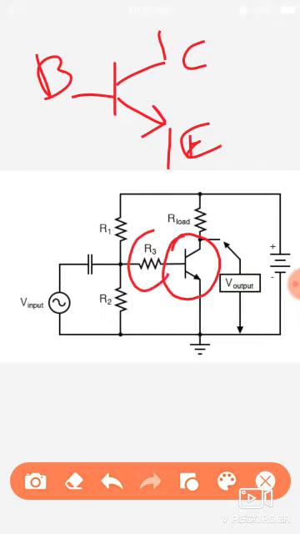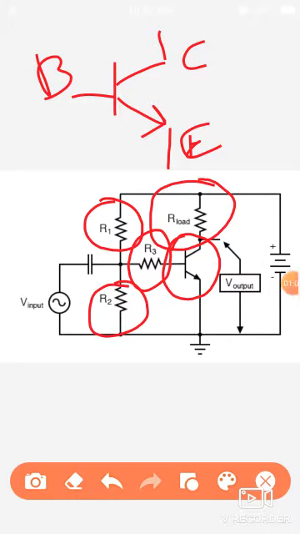R3 is a resistance connected to the base of the transistor, and R1 and R2 are resistances connected to stabilize the voltage, or we can say to perform stabilization of the transistor. Here R load is equal to the load, where we will take the output voltage.